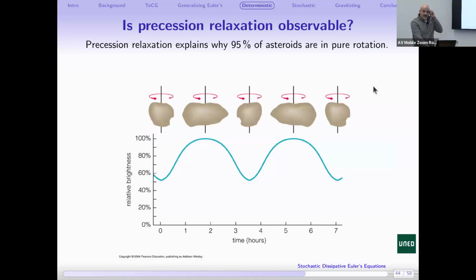And in fact, this explains why the vast majority of asteroids observed spin around the major axis. And you know that because you look at the light which is reflected, and it's very periodic. And this can only happen if it's not tumbling.